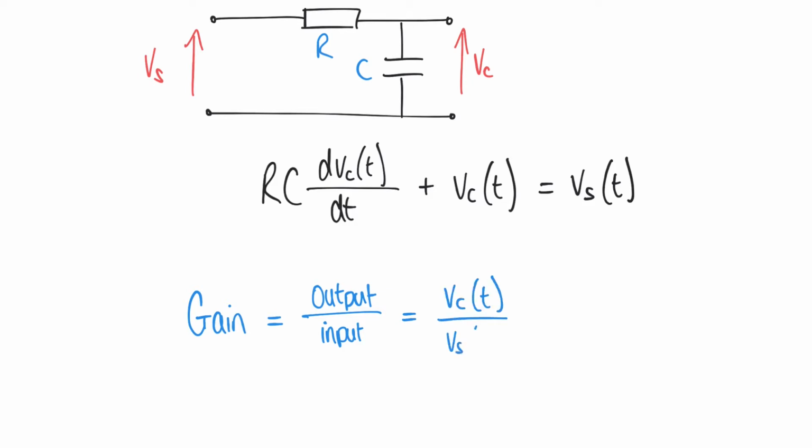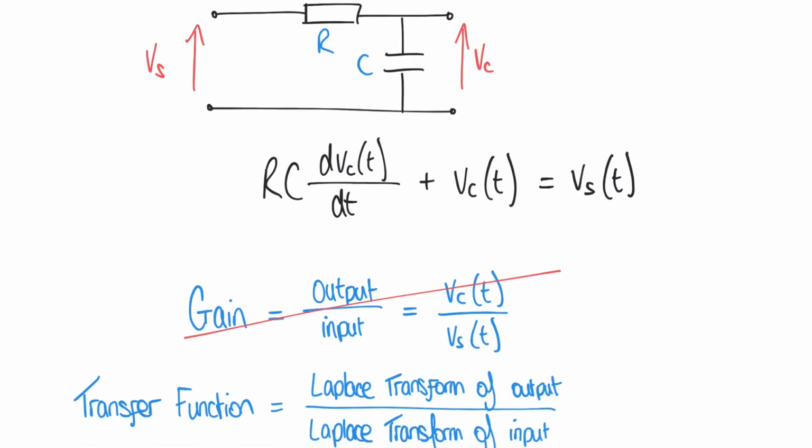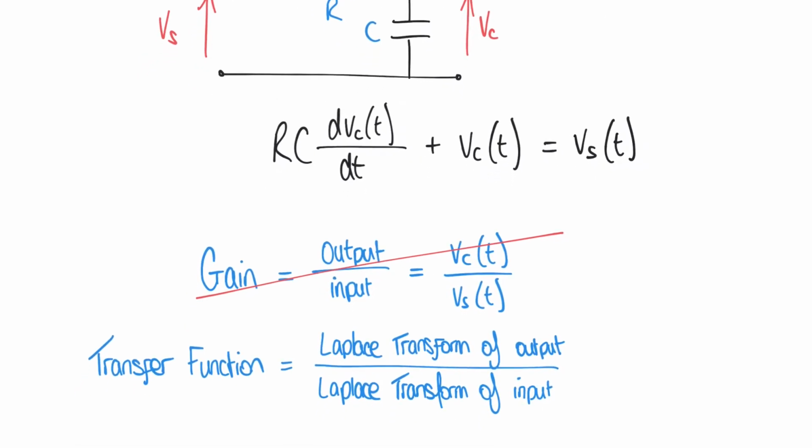But looking at our equation, we'll quickly see that this is going to be very difficult to accomplish. It's a first order differential equation, and we see that we have Vc here and its derivative here too. Rearranging this into the form of Vc over Vs is going to be a bit of a challenge. And so this is where Laplace transforms come in. Rather than referring to the gain, we're going to refer to the transfer function. And the transfer function is defined as the Laplace transform of the output over the Laplace transform of the input.